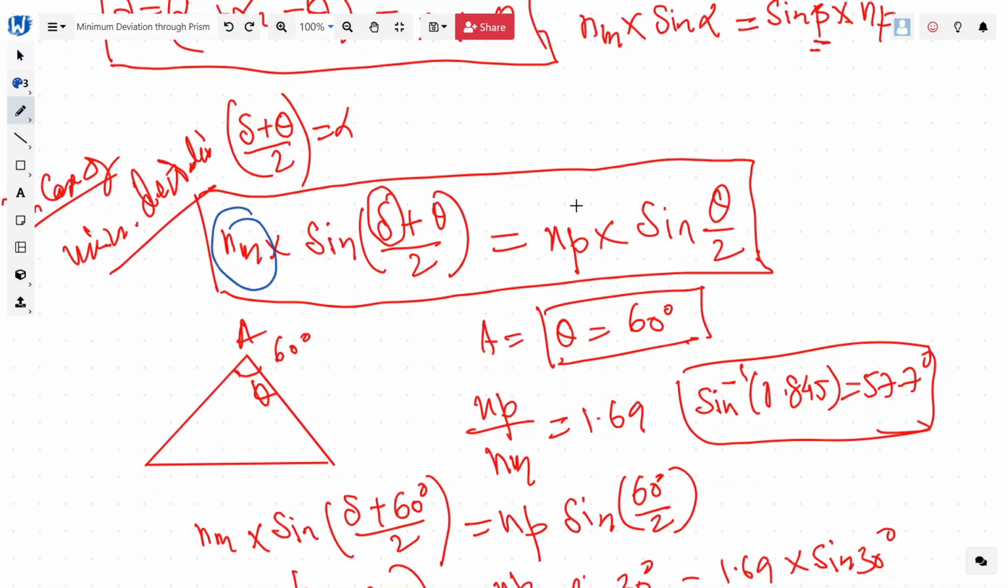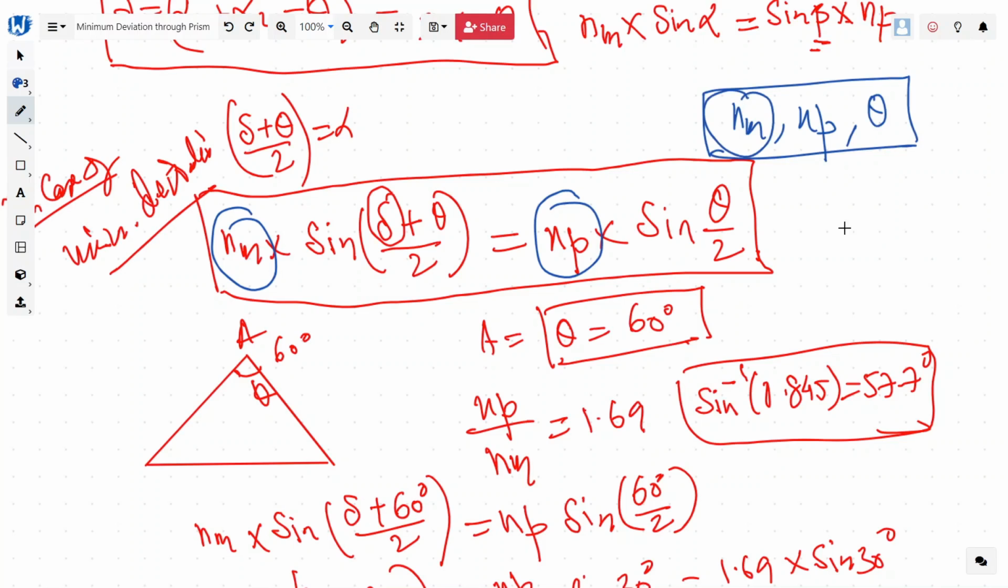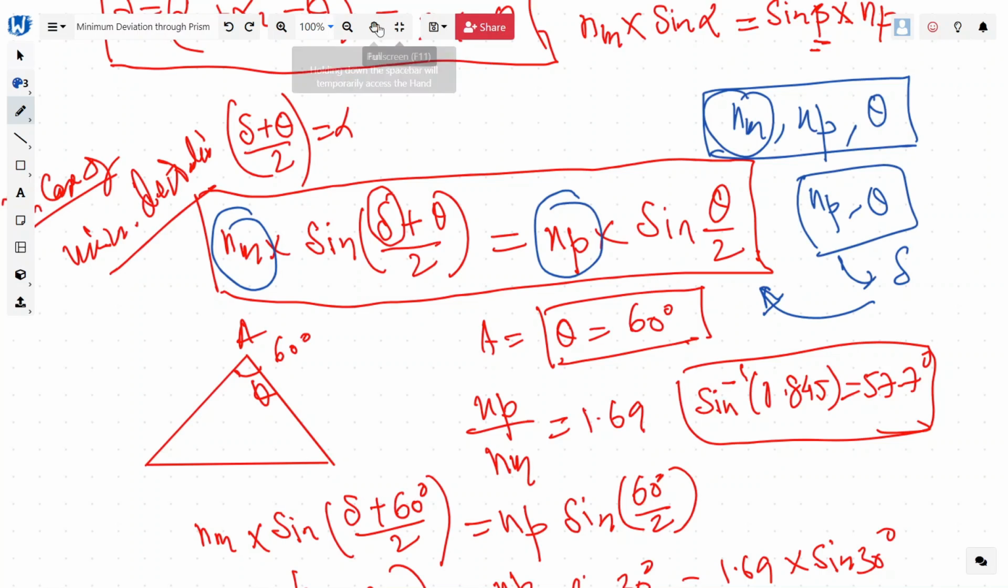We need the refractive index of the prism, and then we are done. So only 2-3 variables: Nm, Np, and theta. If we have this information, most of the time Nm is 1. So with Np and theta, we can find delta by plugging in the numbers. Okay, so let's take another example.